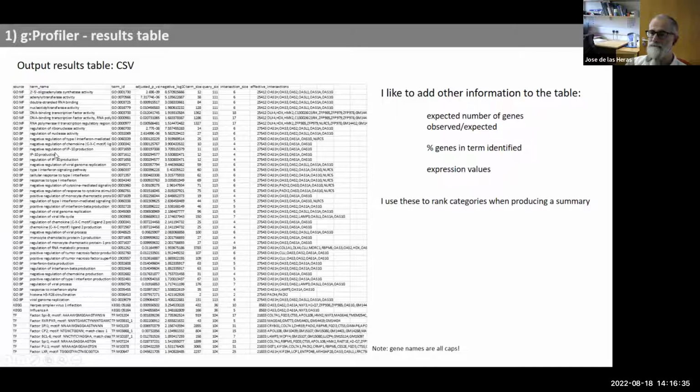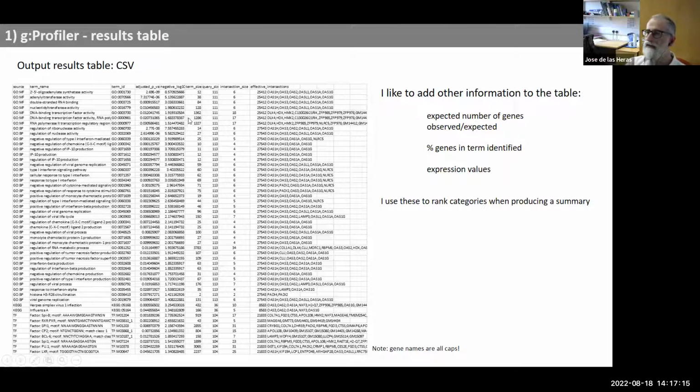You get what you get here. I personally like to add some additional information because I use that to rank categories later. But first I'll tell you what we get. First of all, in the first column, we get the source that tells you what database was used, the name for the terms, the ID for the terms. Then you have your p-value, so you get the adjusted p-value. By default, this is the Benjamini-Hochberg correction, so it's a false discovery rate. Then there is the minus log 10 of the value, which is typically used for graphing.